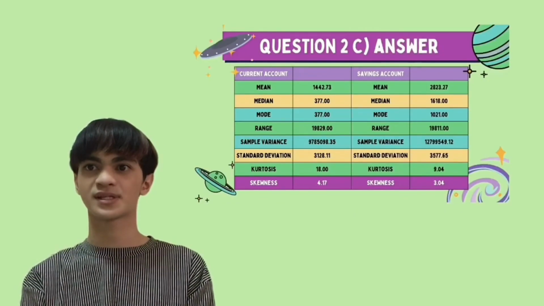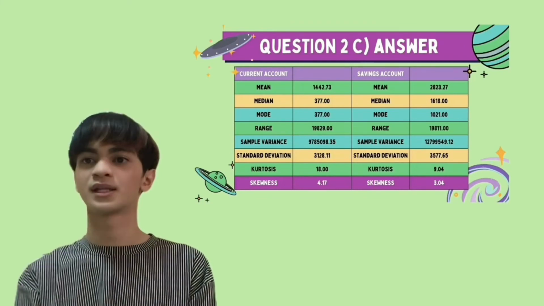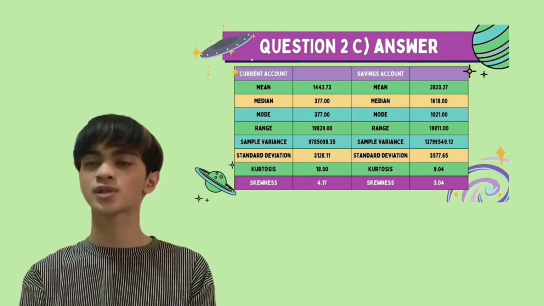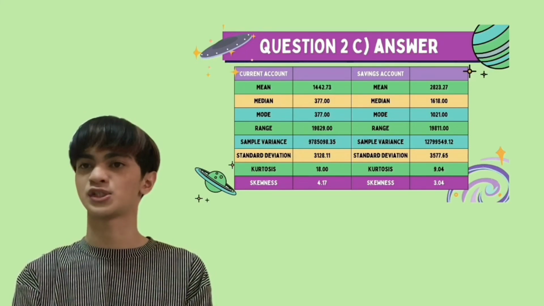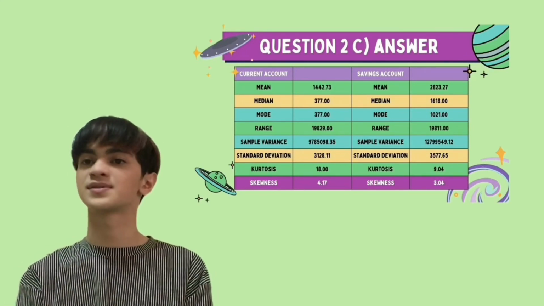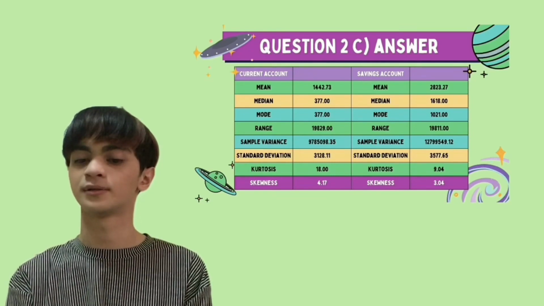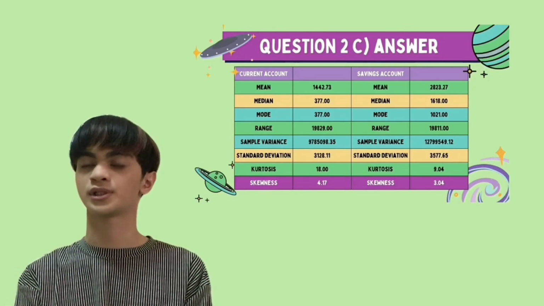This is for the savings account. First of all, let us start with the mean. The mean is a little bit higher. It starts at 2,823.27. The median is 1,618. The mode is 1,021. The range is 19,811.